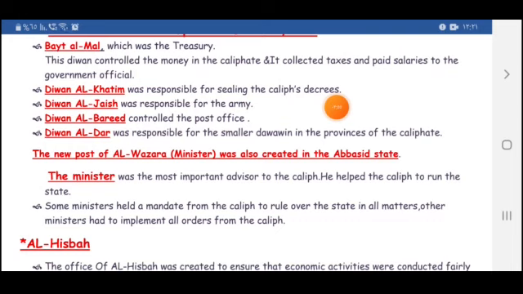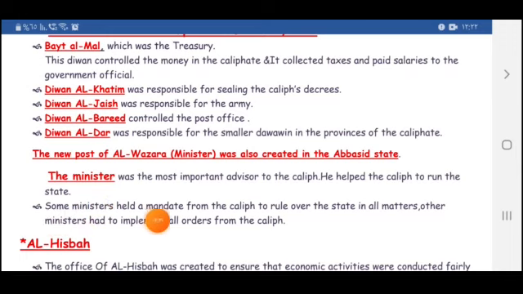But now, of course, we have more ministers than it was in the past. The new post of Al-Wazara, minister, was also created in the Abbasid state. The minister or Al-Wazara was the most important advisor to the caliph. He helped the caliph to run the state. He was like the assistant of the caliph or the right hand of the caliph. They called him wazir or vizier.